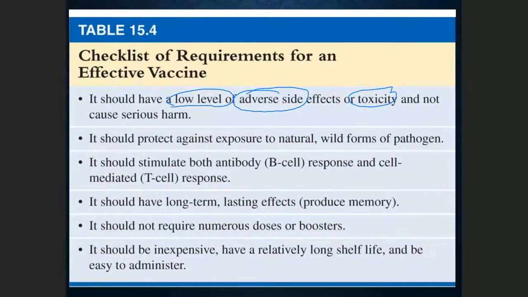Should protect against the exposure of natural pathogens. Should stimulate the B cell and T cell responses, which is creating the memory cells. Okay? And should have a long-term, long-lasting effect, and should not require a higher dose or maybe a booster. That's the better vaccine. Should be given in infancy.